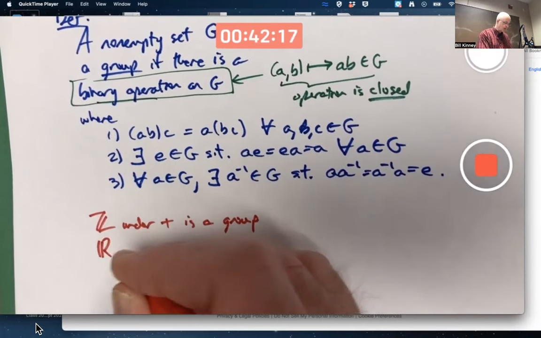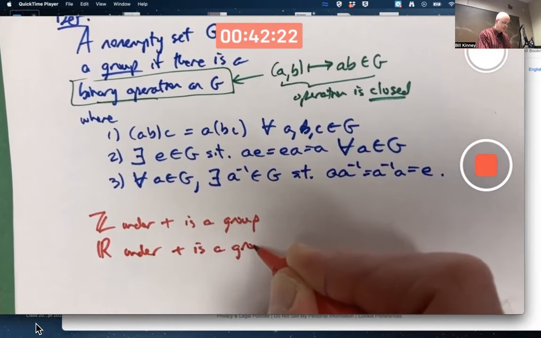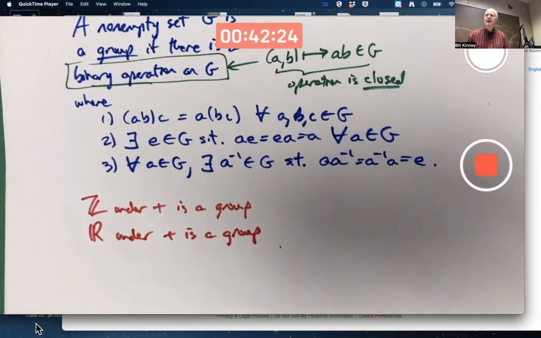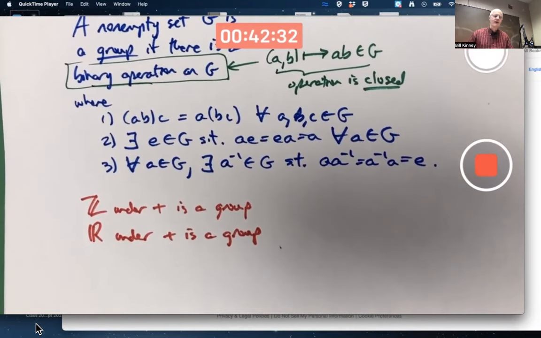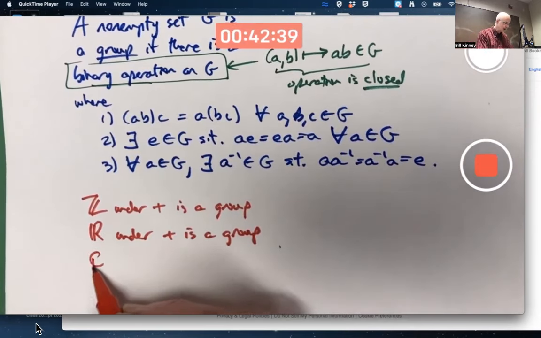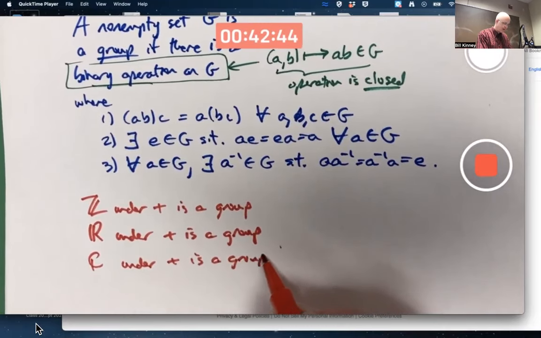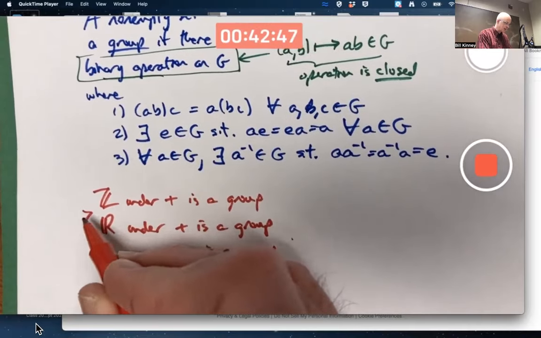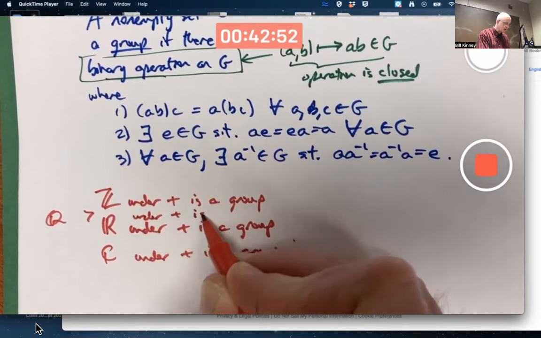The real numbers form a group. R stands for the real numbers, including all fractions, including all decimals, which includes all irrational numbers, like pi and e, the number e there, square root of 2, and so on. That's a group too. The complex numbers under addition is a group. I should have also probably mentioned in here the rational numbers. Q under addition is a group.